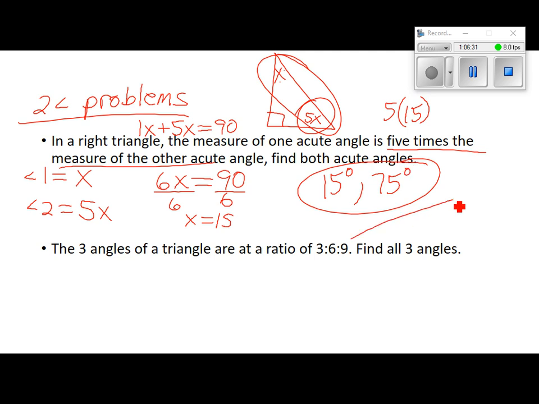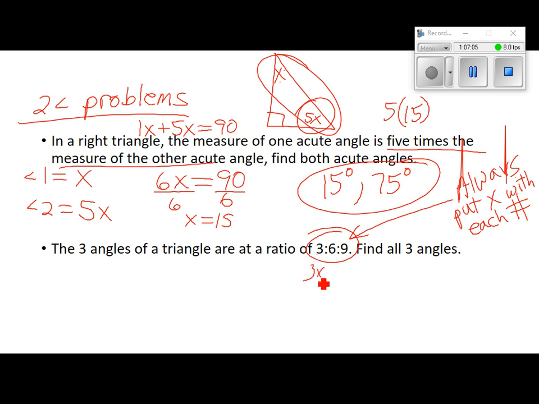On this one, I said this earlier, write this down on your paper there. Always put an X with each number. Anytime you see a ratio that looks like this, put an X with each one. So instead of 3, this is going to actually be what? 3x, 6x, and 9x.